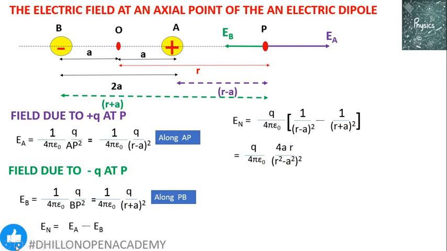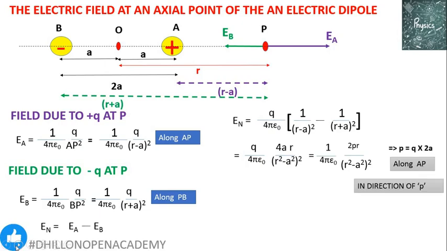Using dipole moment definition, that dipole moment P is equal to Q into 2A, we can further write equation as 1 over 4 pi epsilon naught 2PR divided by (R square minus A square) whole square directed along AP, which is also a direction of dipole moment vector. So whenever we find electric field at axial point, its field is always directed along the direction of dipole moment vector, that is from negative to the positive charge.